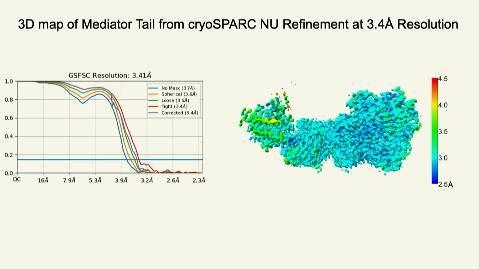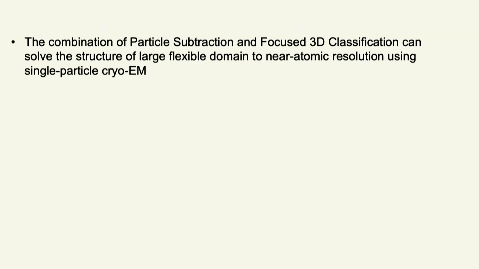The resolution is about 3.4 angstroms based on the FSC on the left. This map is color-coded according to the scheme on the right, where different colors represent different resolutions. So this example showed that the combination of particle subtraction and focused 3D classification can solve the structure at near atomic resolution.